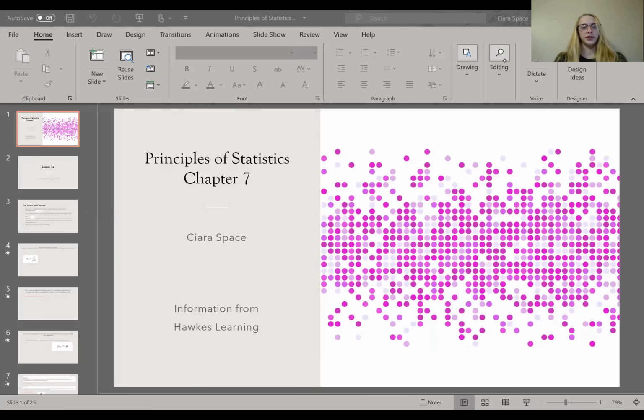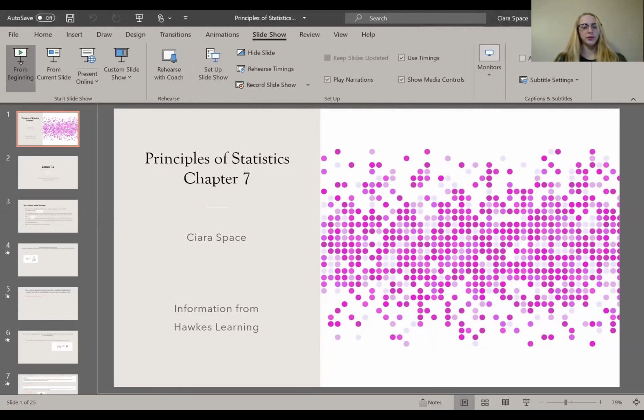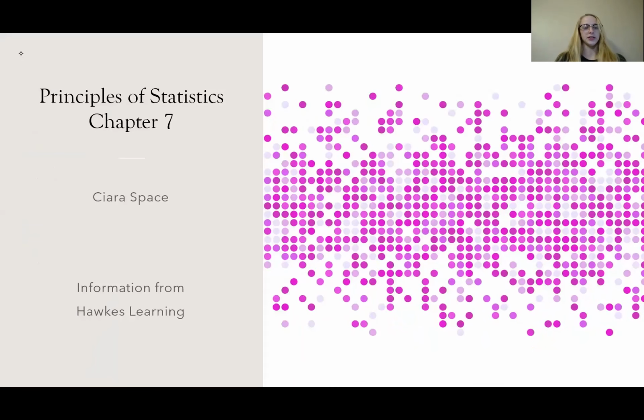All right, so today we're going to be going over Chapter 7 for Principles of Statistics. Chapter 7 has 3 different lessons in it, and we'll hopefully go through all of them now, at least a few problems. These are all problems that you should see in your homework or on the Hawks Learning System. So some of this stuff might be a little bit familiar to you already.